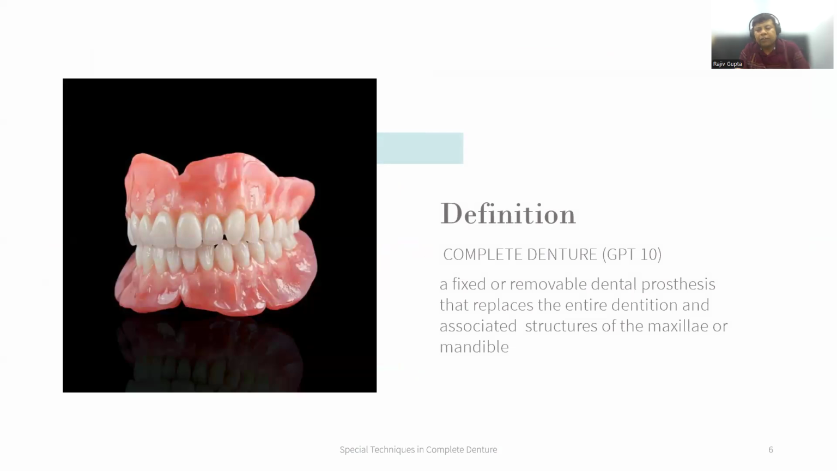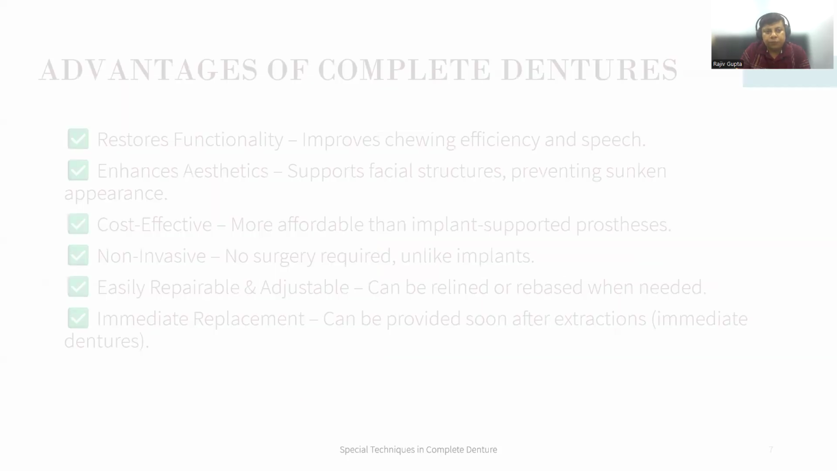So starting with definition, we have the GPT-10 definition. GPT stands for Glossary of Prosthodontic Terminology. It is kind of a Bible for us prosthodontists, because it gives us a vast level of definitions. The latest GPT that has been introduced is GPT-10. So till now, 10 GPTs have been introduced. As per GPT-10, a complete denture is a fixed or removable dental prosthesis that replaces the entire dentition or the associated structure of the maxilla or mandible.